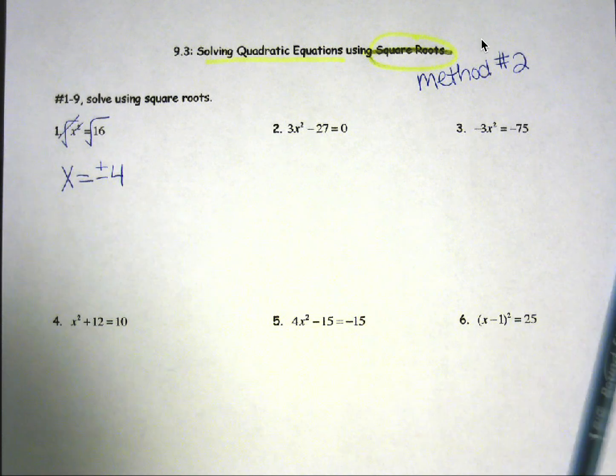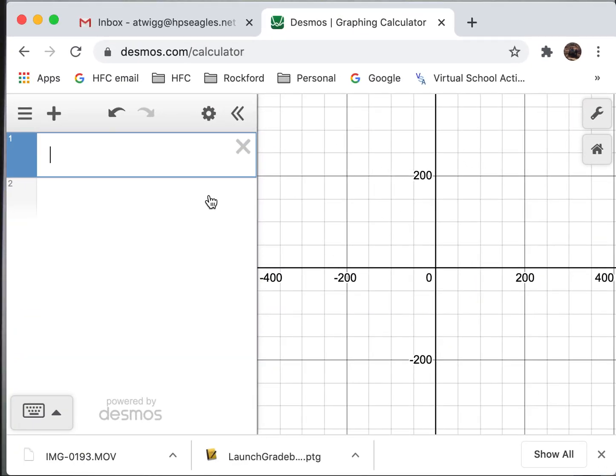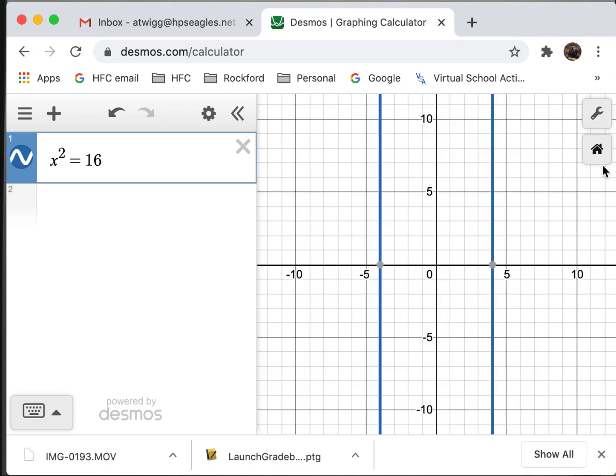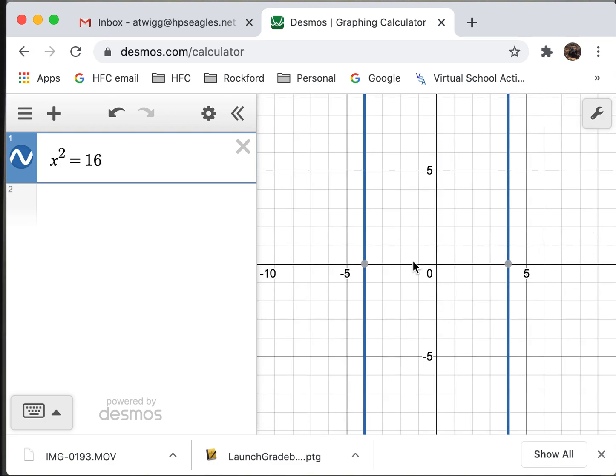Now we could type this into Desmos. We could for sure type this in. We could go x squared is equal to 16. Now, if you notice, my grid was a little bit messed up, but you notice we don't really get a full looking parabola shape. Do you see how it just kind of looks like two lines? It's because we have this equals.